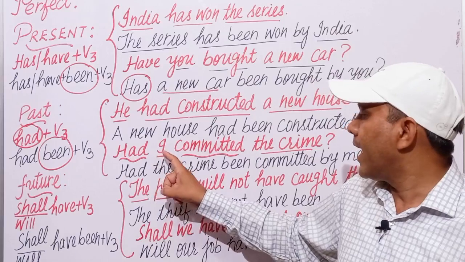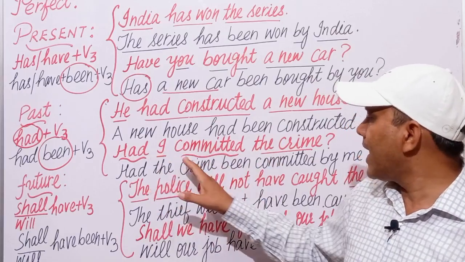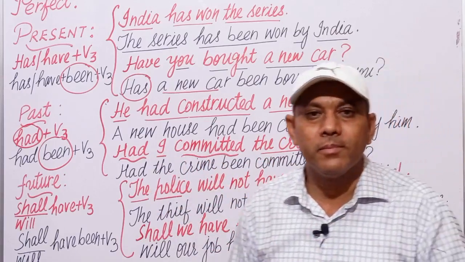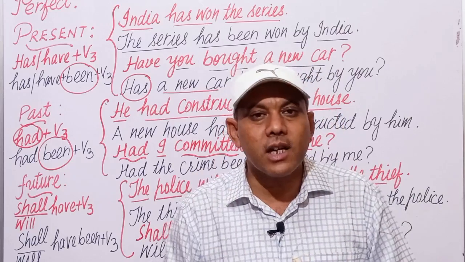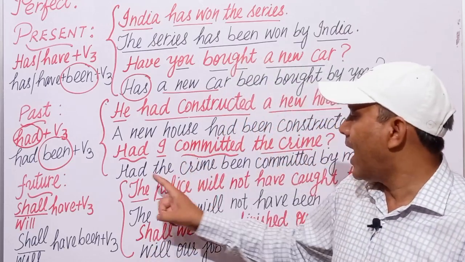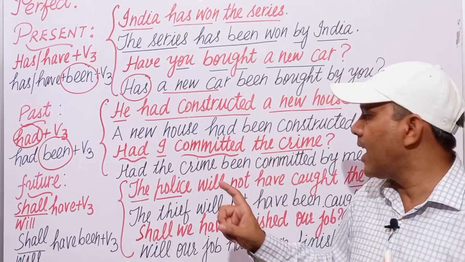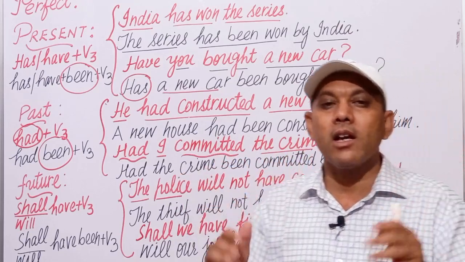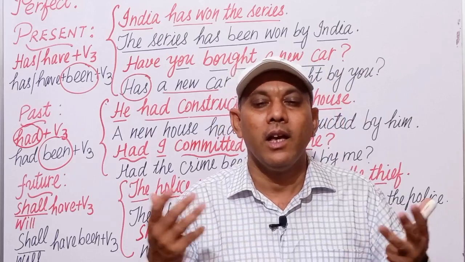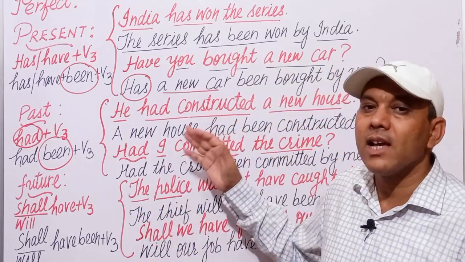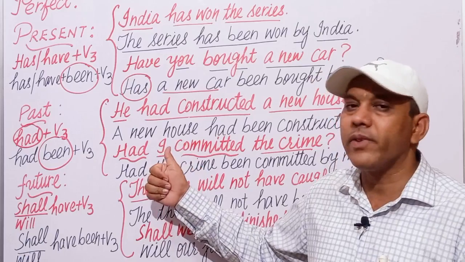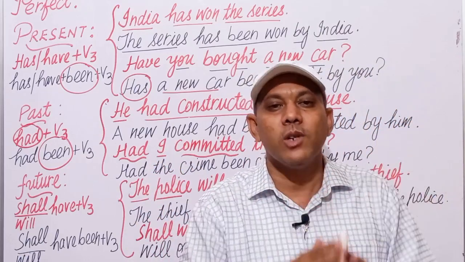Next is an interrogative sentence, had I committed the crime? Again, the crime is the object of the active voice sentence, so: had the crime been committed by me? In this way, we can change active voice of past perfect tense into passive voice.